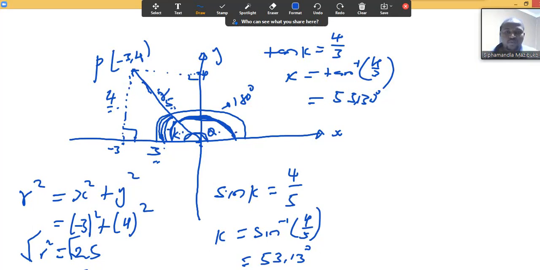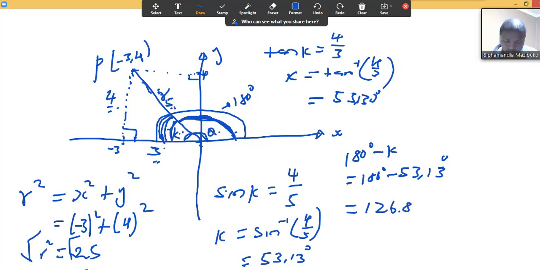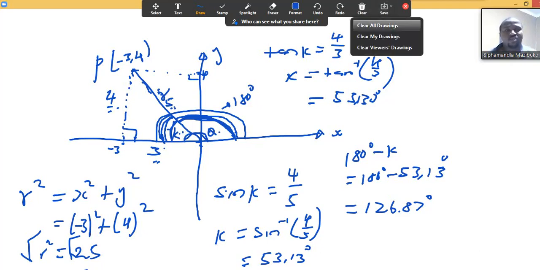So what can we do? We can just say 180 degrees minus k. So this is equal to 180 degrees minus 53.13 degrees. So let's see what the answer will be. The answer will be 126.87 degrees. So that is our theta, which is this angle from here all the way to here: 126.87 degrees. Let's try to do another example on this one as well.